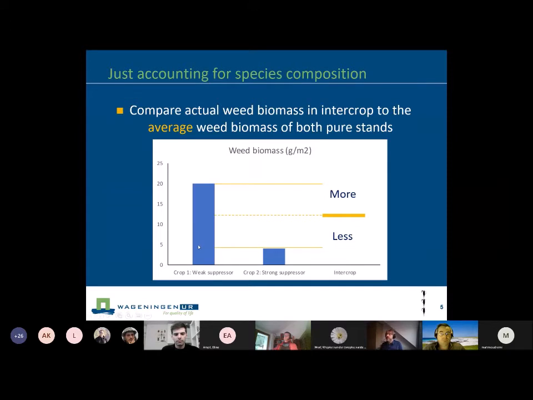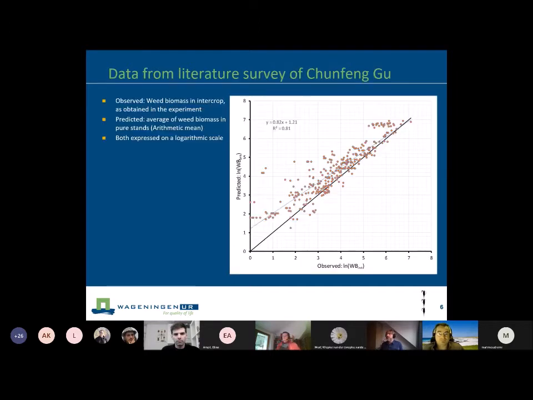So over here, we have a weakly competitive crop, and this is the amount of weed biomass that you might find. This is a much stronger crop where you find a much lower amount of weed biomass, and now the average is somewhere here. And then you can look at what is the result in the intercrop. Will it be a higher amount of wheat biomass than the average, or will it be a lower amount of wheat biomass?